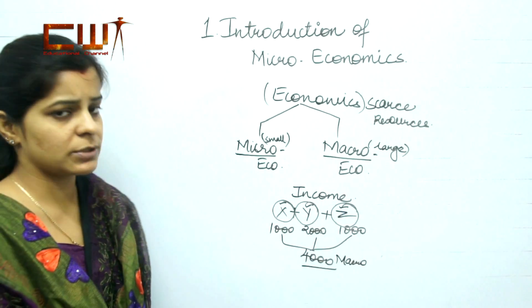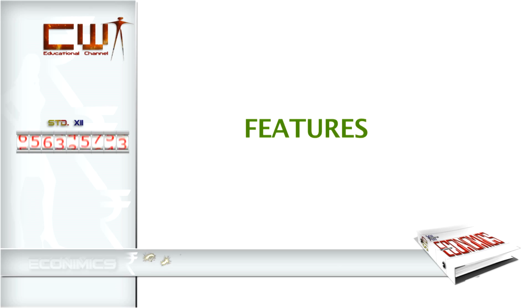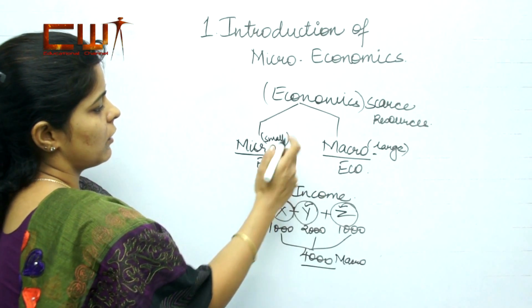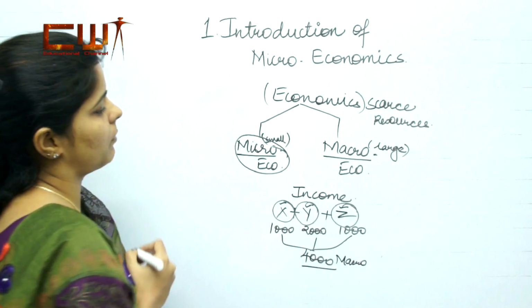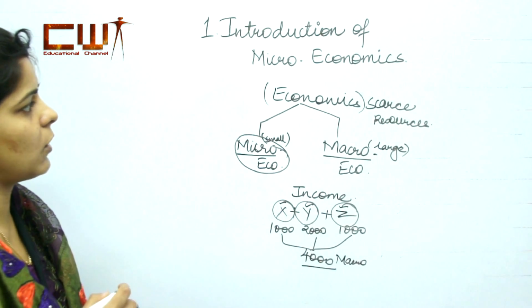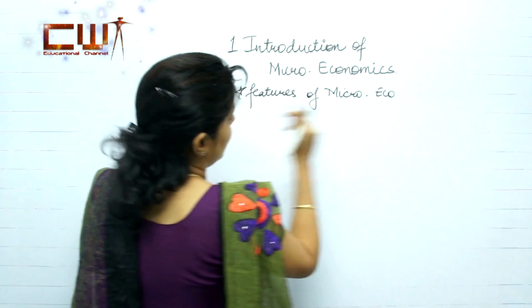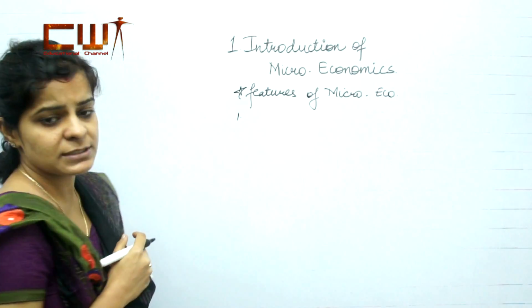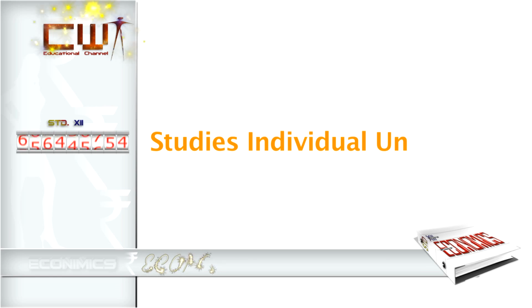Now the next portion that we will study is features of microeconomics. Economics we have dealt with, micro and macro. We will first take up microeconomics. We will study the features of microeconomics. What are the different features that make up microeconomics? First is study of the individual units.